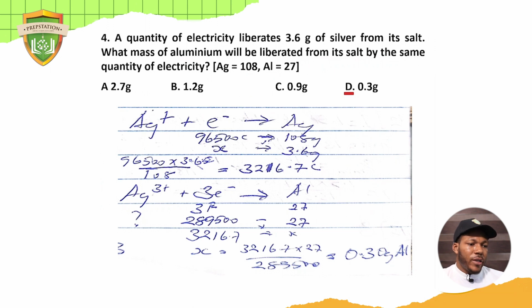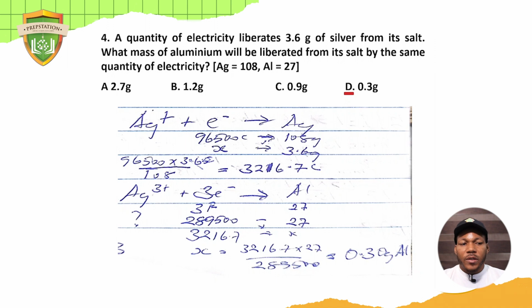A quantity of electricity liberates 3.6 grams of silver from its salts. What mass of aluminum will be liberated from its salts by the same quantity of electricity? All right, so this question is like a 2-in-1 question. First of all, you must find the quantity of electricity that silver needs, because this particular question comes from electrochemical cells, in which you have 2 setups of electrolytes. Now, first of all, look at the parameters.